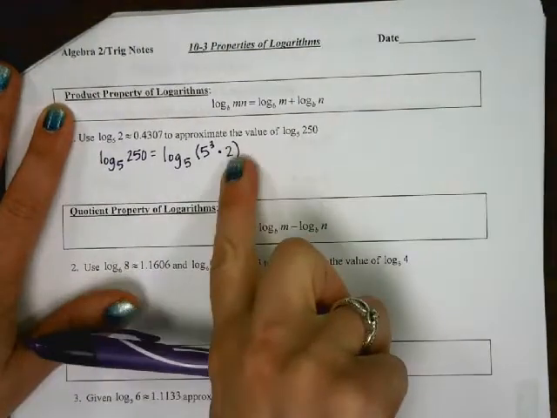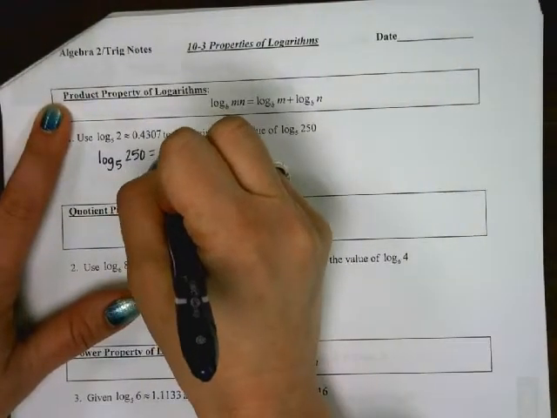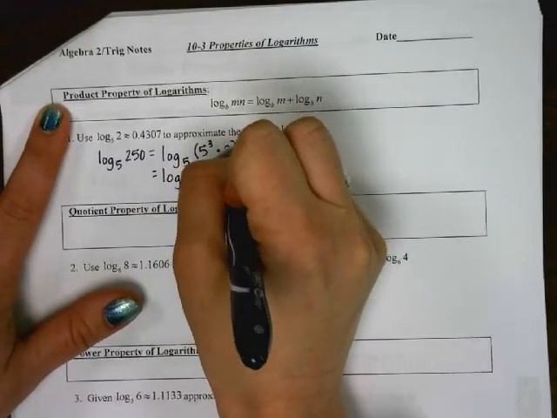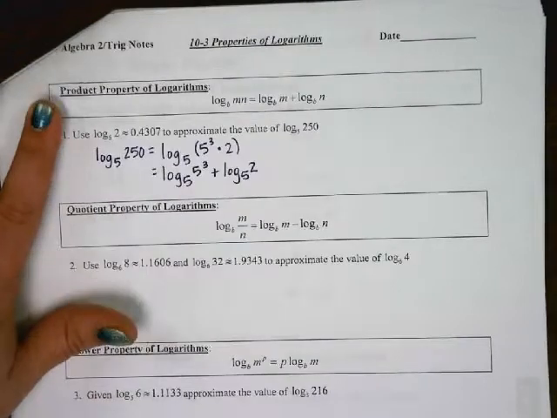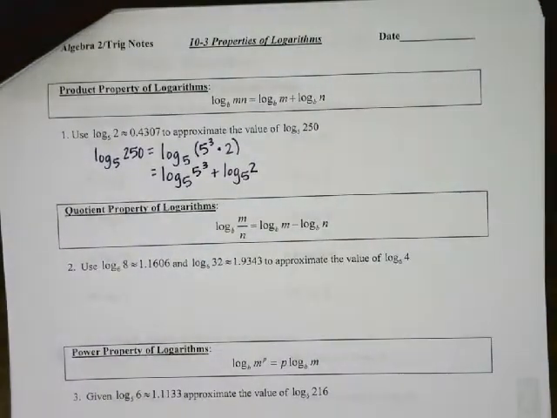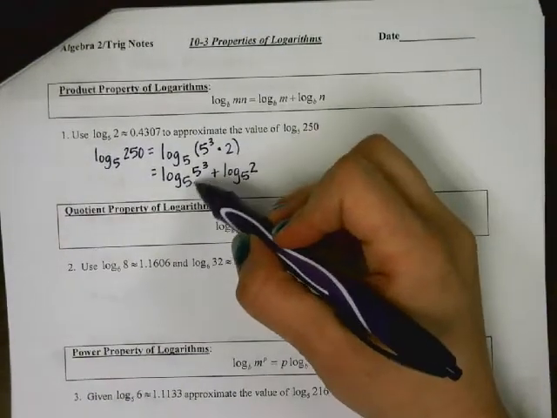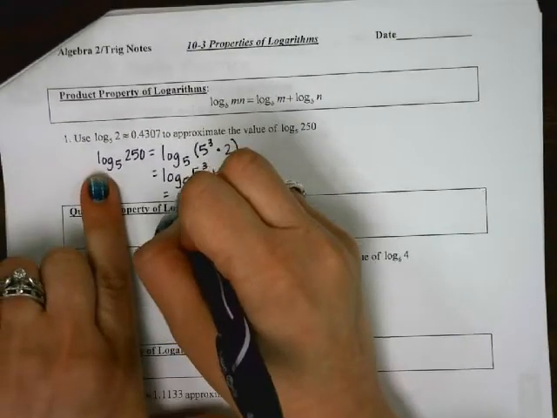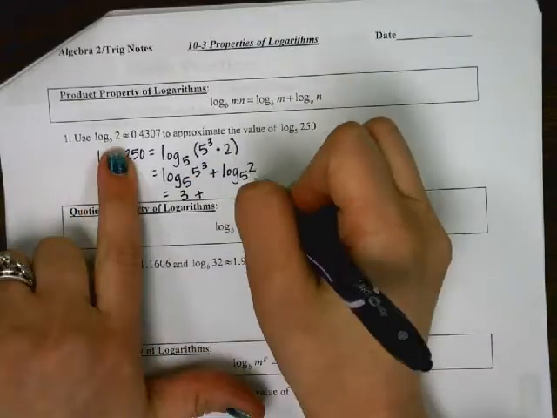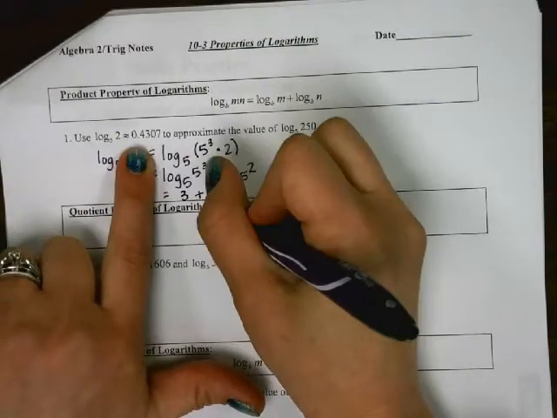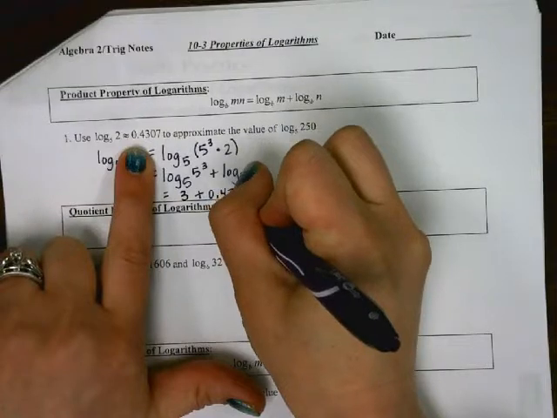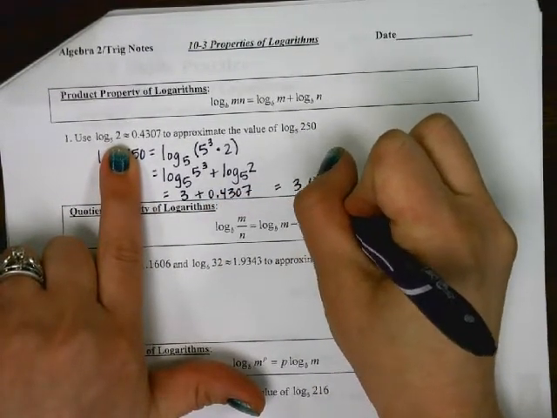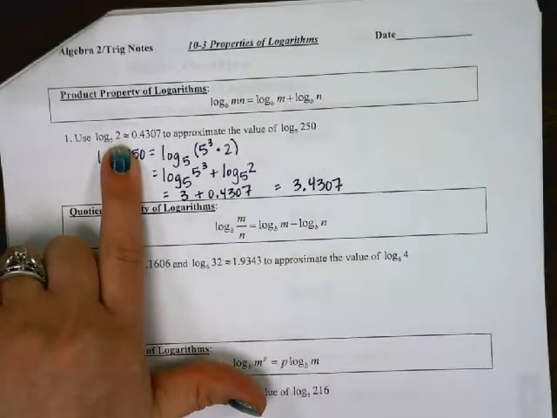Well, I'm multiplying things, so I can separate this out as log base 5 of 5 to the third plus log base 5 of 2. Alright, and we had a trick that said if those two were the same, then it just equaled the exponent. So log base 5 of 5 to the third is 3. And we know the decimal approximation for log base 5 of 2 being 0.4307. So I can add those two together and get 3.4307.